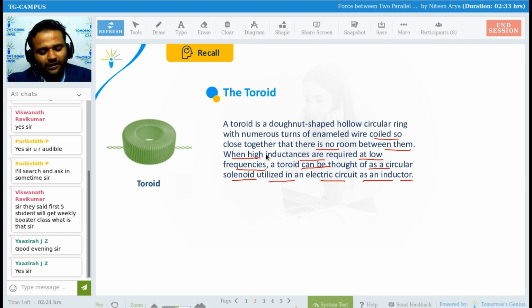We will know this better and in more detail in the AC chapter, alternating current. But that is the simplest. The last two lines are the simplest definition. A toroid can be thought of as a circular solenoid utilized in an electric circuit as an inductor. Let me show what my solenoid looks like, just wait.